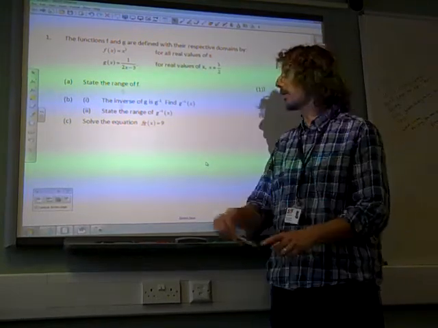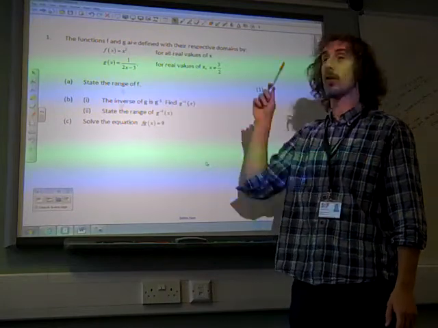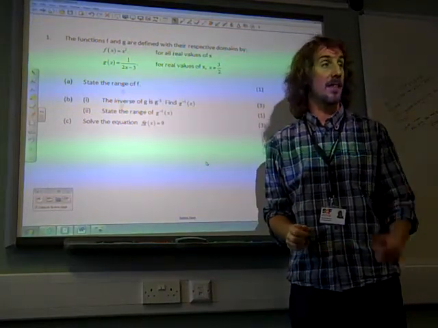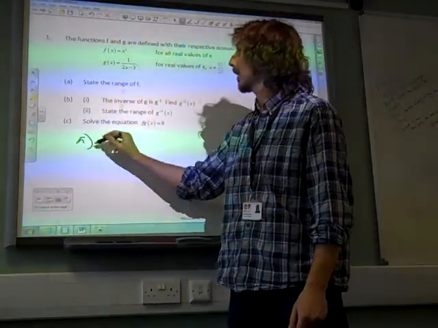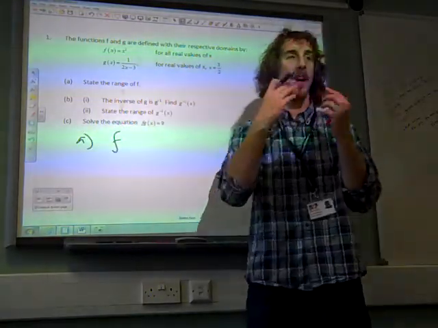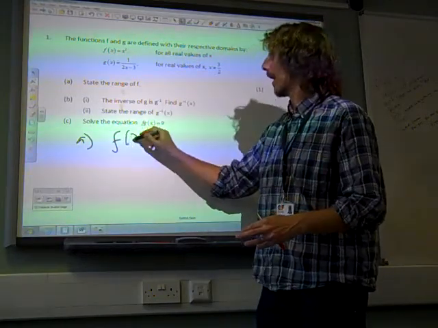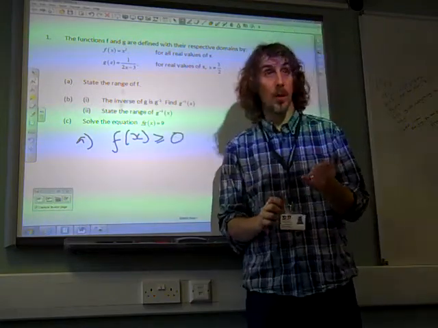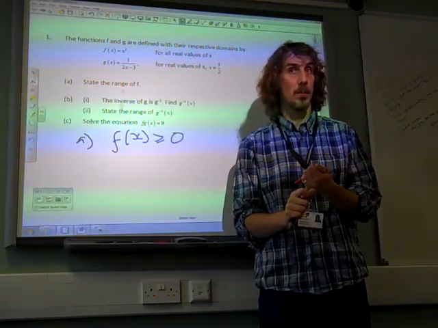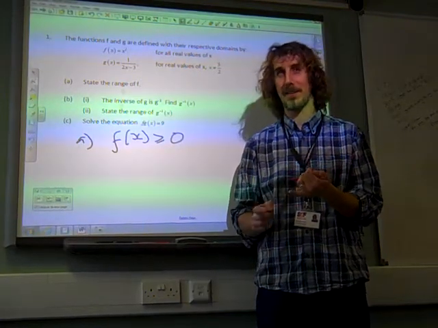So that's the set of outputs of f. Well, f is just x squared for all real values of x. So this is an easy start. But what we've got to remember is that if you're stating the range of f, you've got to do it in terms of f of x. So f of x is greater than or equal to 0. Notice it's not x is greater than or equal to 0, and it's not y is greater than or equal to 0 either.